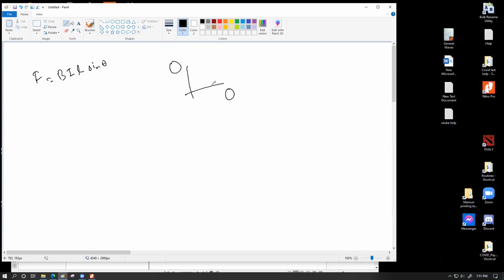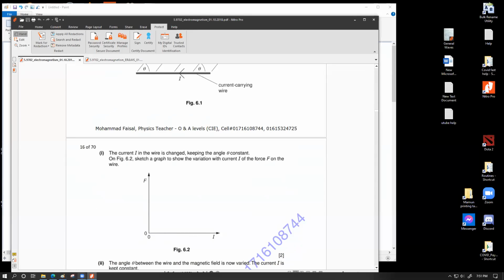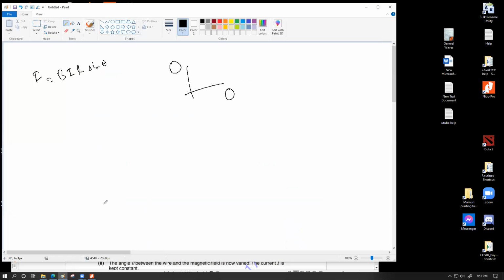So the first graph that we are asked to draw over here is a graph of force versus current. So have a look at this equation. If you take force and current to be two variables, you have to consider B, L, and sin theta, all three of these variables, to be constant. So practically you get F equals to a constant into I. So y equals to mx. So the first graph, force versus current, is going to be a straight line passing through the origin of any gradient, because there is no scale given. So just a straight line passing through the origin is good enough.